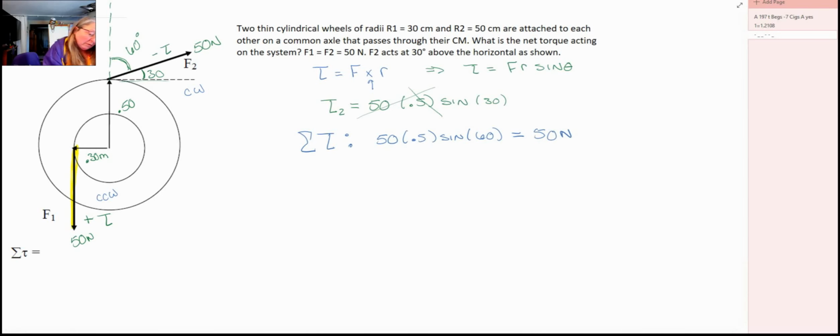Oh, actually, we don't know if it's going to equal that. Sorry, we're not doing equilibrium. So let's do our sums. 50 sine 60, we said that this is a negative torque. Then plus my 50 times 0.3 meters, and then sine 90. I'll go ahead and write that in there. So what do we get? And I get that the torque is negative 6.7 Newton meters.